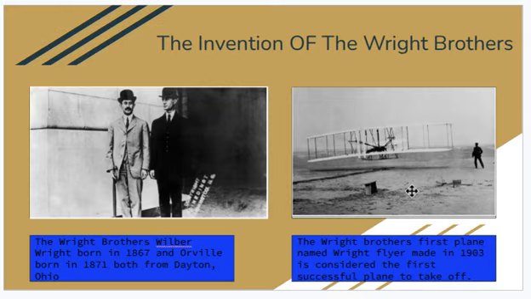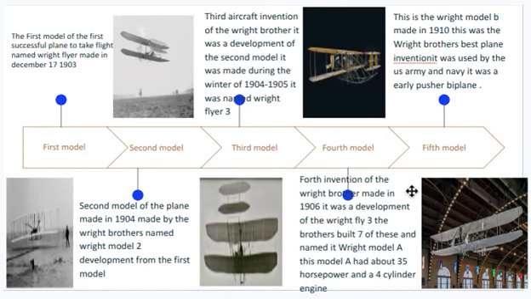Let's go to the next slide, the models made by them. This is the first model. It was made on December 17, 1903. Here's a photo. And here's the second model, named the Wright Model number 2. It was a development of the first one, which could stay up in the air a little bit longer than this one. And then we go to the third model.